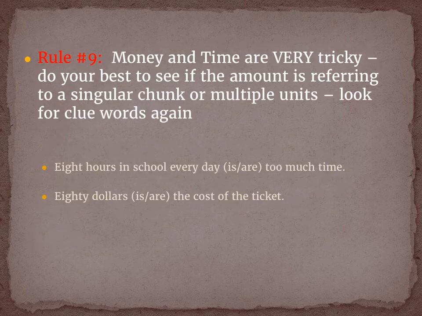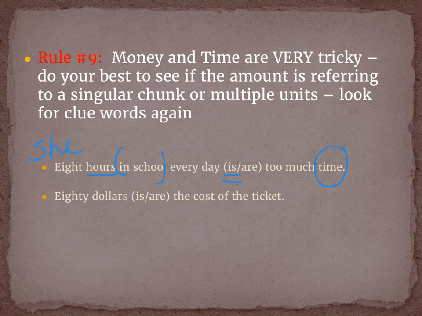Rule number 9, money and time, are probably the trickiest. Your best bet is to look to see if there are any clue words in the sentence to help make the decision. So in number 1, we see in school is a prepositional phrase. The subject is hours. Hours can be indicative of being singular, one chunk of time, or multiple. So when we look at the sentence, 8 hours every school is or are too much time. We're talking about one chunk of time, so it's like saying she is.